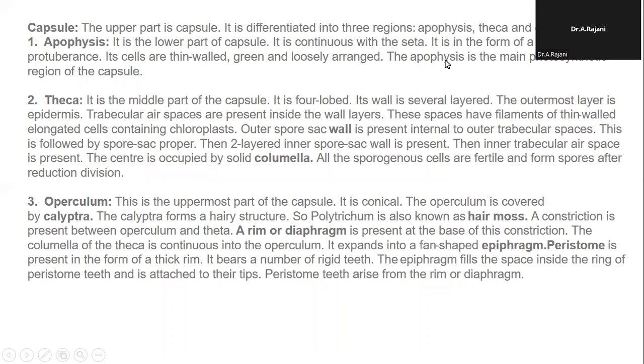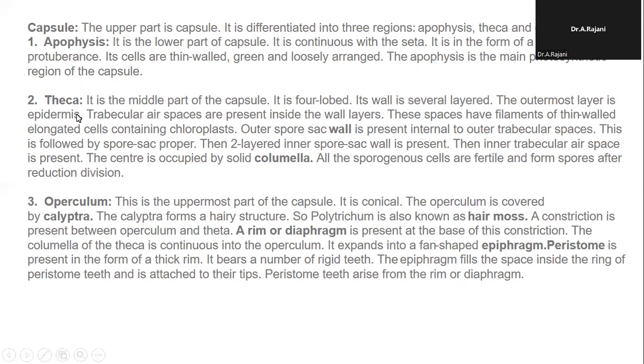That means to say here, in the other plants, the sporophyte will be partially or completely dependent on the gametophyte. But here, this capsule is not completely dependent, as the epiphysis of the capsule can prepare the food material. So it is partially dependent, we can say.